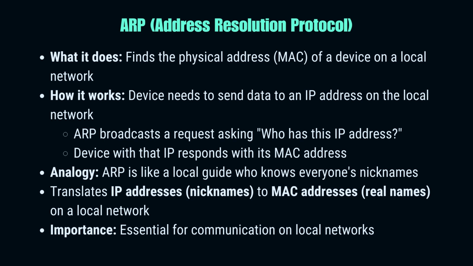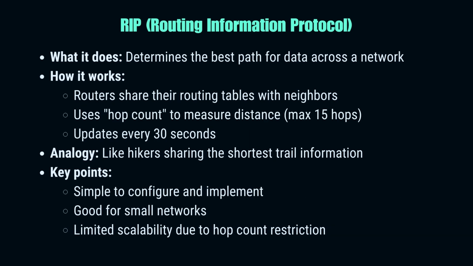Here's how it works. If your device needs to send data to an IP address, it first sends an ARP request asking, "Who has this IP address?" The device with that IP address responds with its MAC address. This allows your device to send the data to the correct physical device on the network. Without ARP, devices on a local network wouldn't be able to find and communicate with each other, making ARP essential for local network communication.